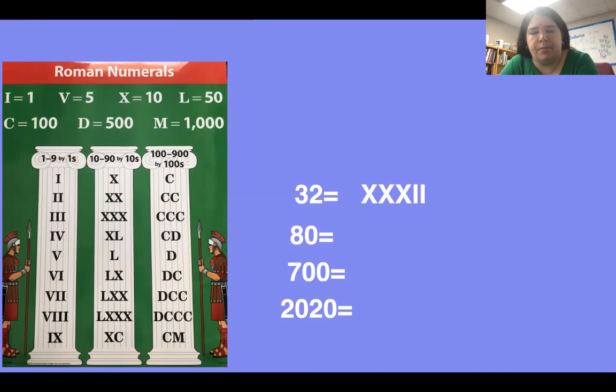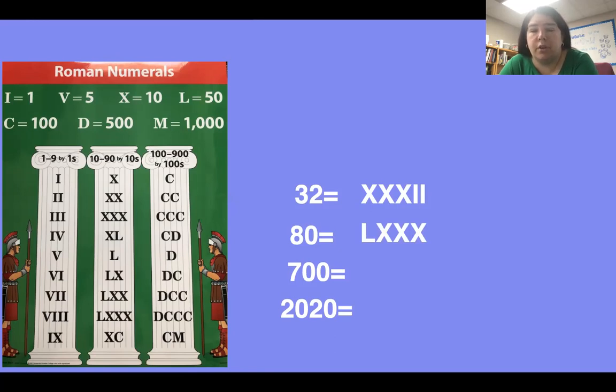And 80, you got to split 80 up. You don't want to put all these X's, because you don't want to put 8 10s. You need to put a bigger number. There's a 50. You could put L for 50. And then you could put 10s. So you'd put X, X, X. And it should look like this.